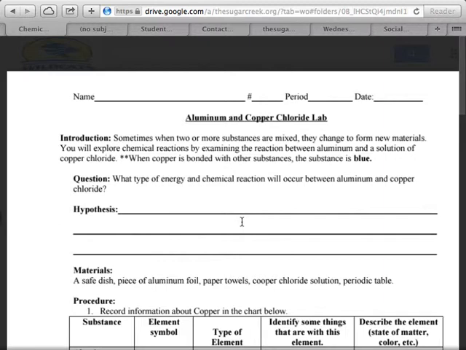All right. So your question that you have on your paper is, what type of energy and chemical reaction will occur between aluminum and copper chloride?